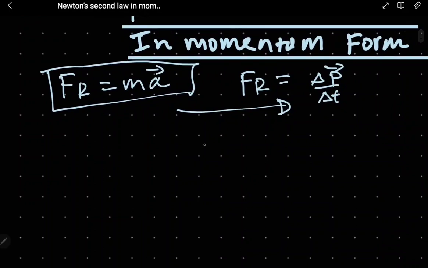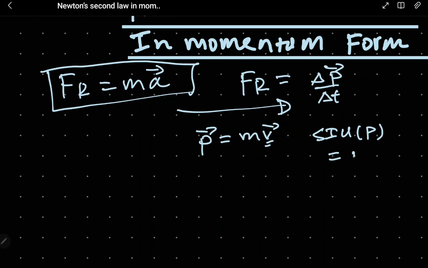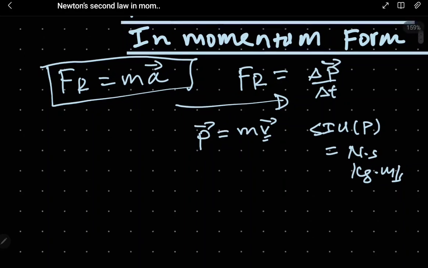From the previous discussion, we have already defined linear momentum as mass times velocity. The linear momentum takes the direction of the velocity, so linear momentum is a vector quantity, and its SI unit is the newton second, or kilogram meter per second. We did this last time.